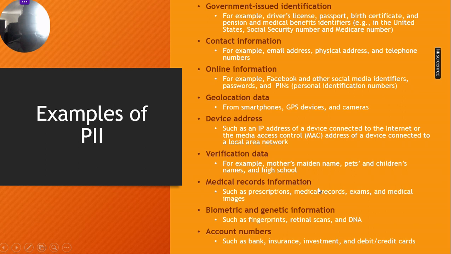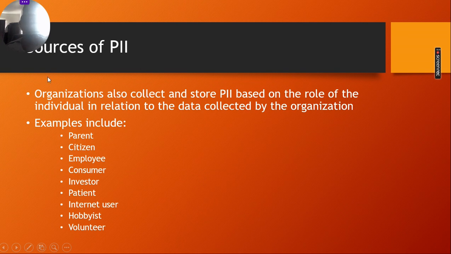Your medical records information, such as your prescriptions, your medical record, your exams, your medical images, all of these are medical records, and they are examples of personally identifiable information. Your biometric and genetic information, such as your fingerprint, your retina scan, your DNA, they are all examples of personally identifiable information. Your account numbers, like your bank account, your insurance account, your investment, your debit and credit card, they are examples of personally identifiable information.